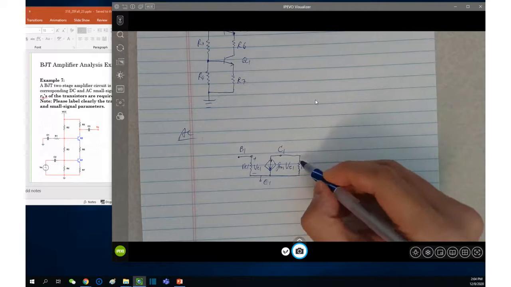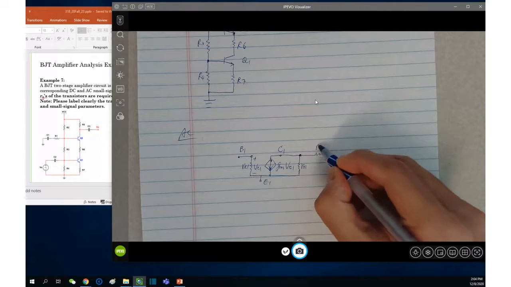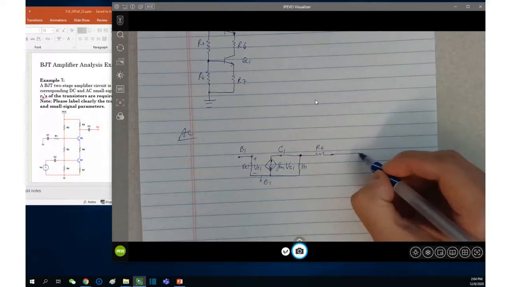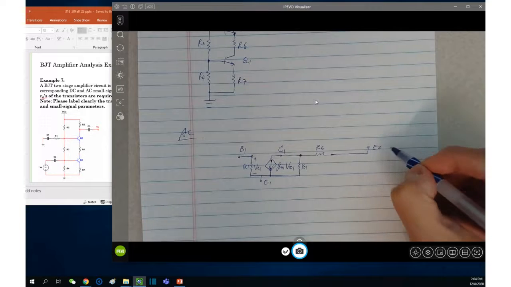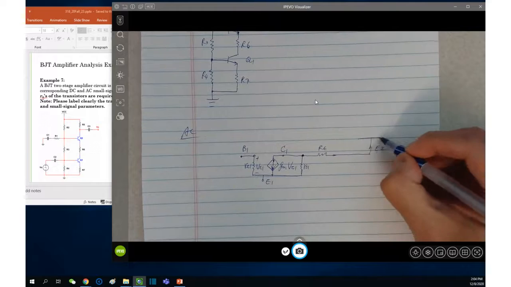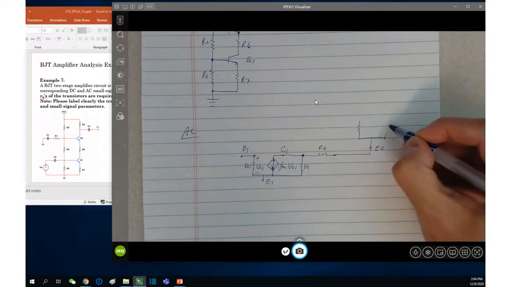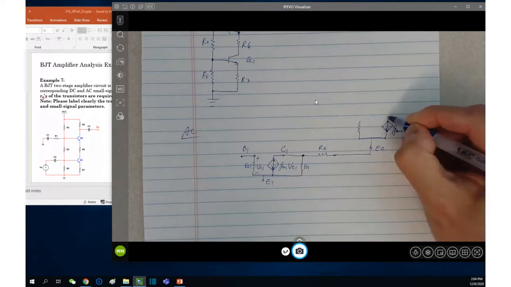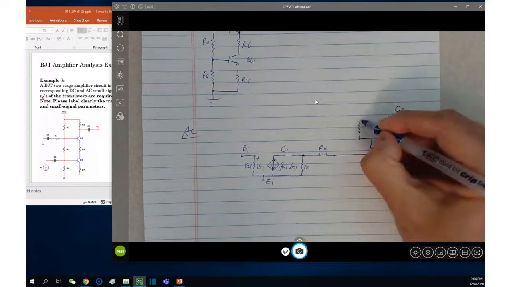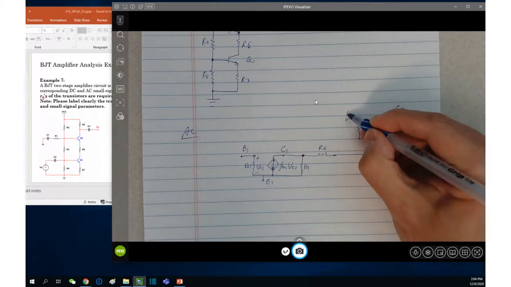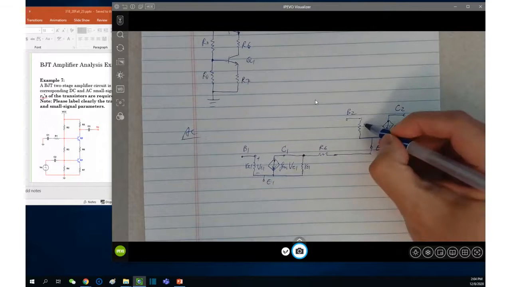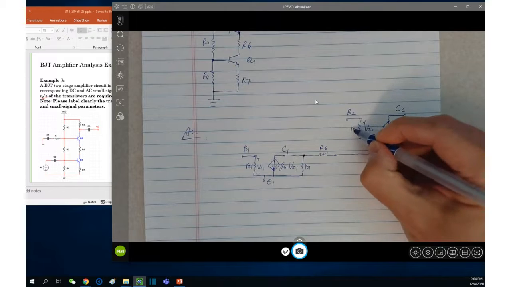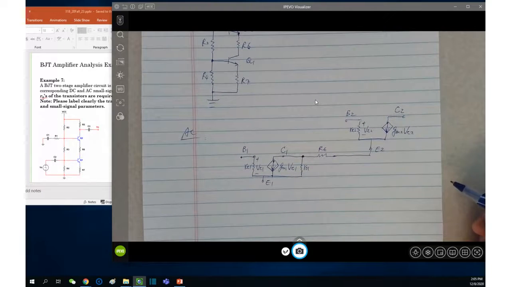Once again, you know C1 connects to the emitter of Q2, E2, like this. So based on this, we can do the small signal model for Q2. And in this small signal model, we have everything with subscript of number 2, right?